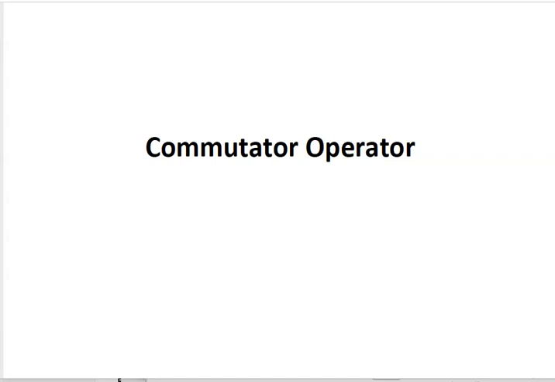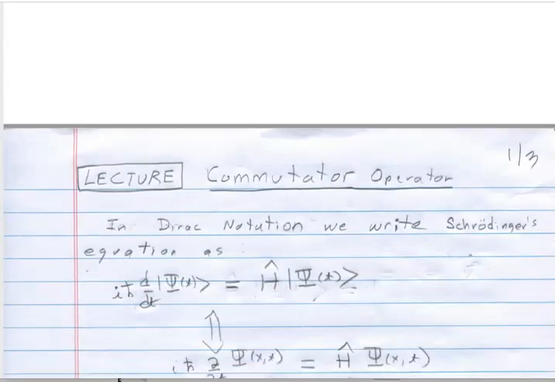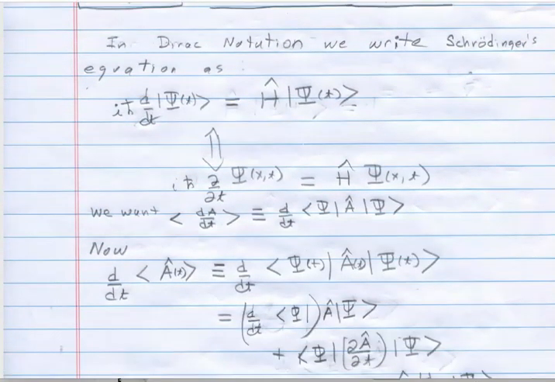We can revisit some of our commutation relationships and commutator operators with our Dirac notation. So let's do that in this segment. For one thing, in Dirac notation, we write the Schrodinger equation like this. It's almost like a vector. This is a state vector over here, and we have an operator on it, and we get that the Schrodinger equation is iħ times the time derivative of this state vector is equal to this Hamiltonian operator applied to the state vector.